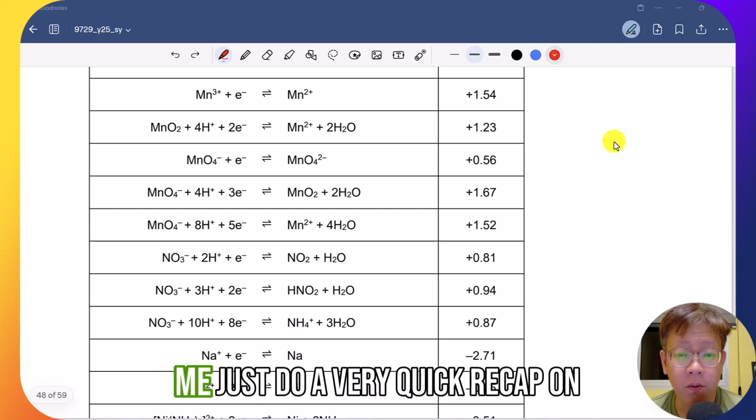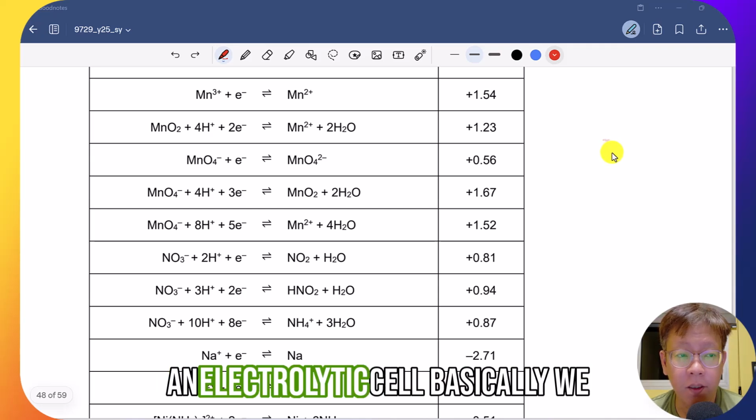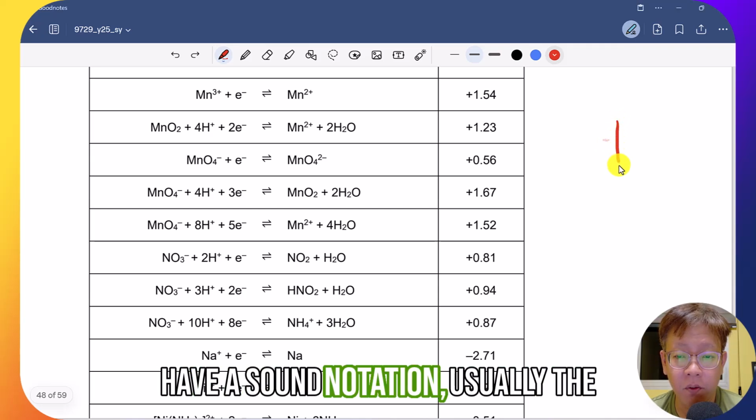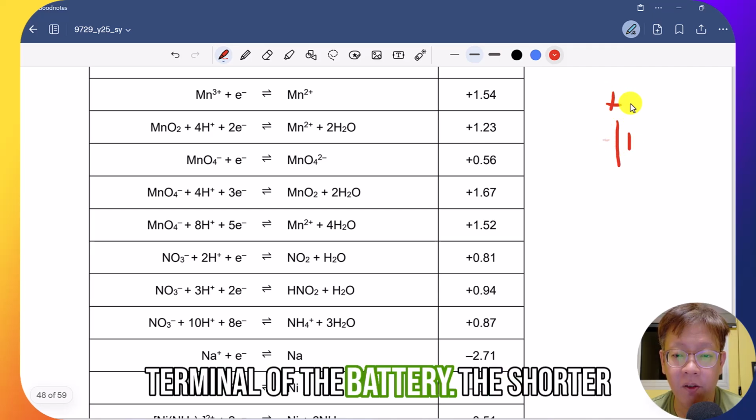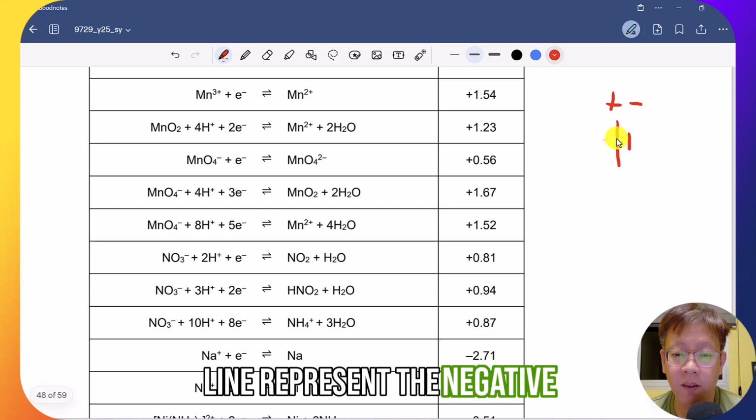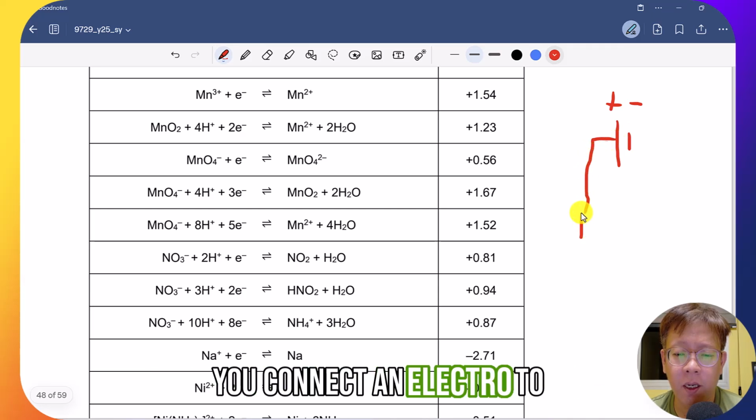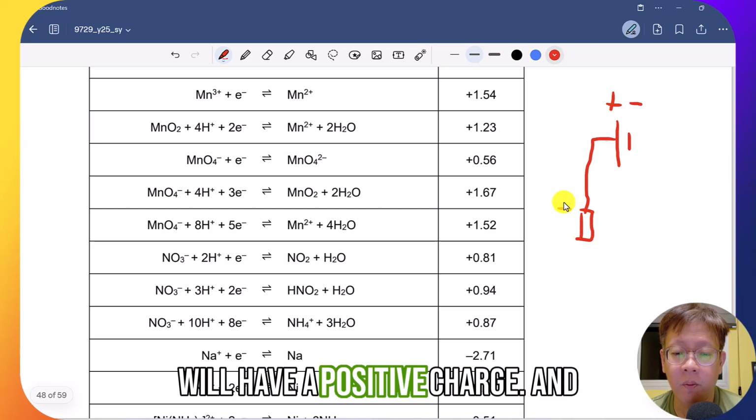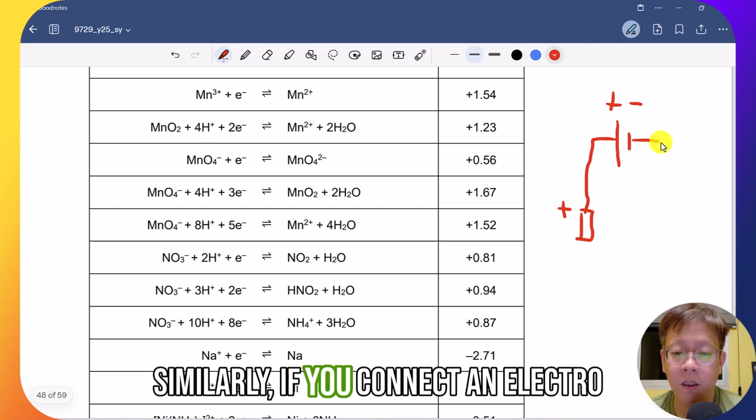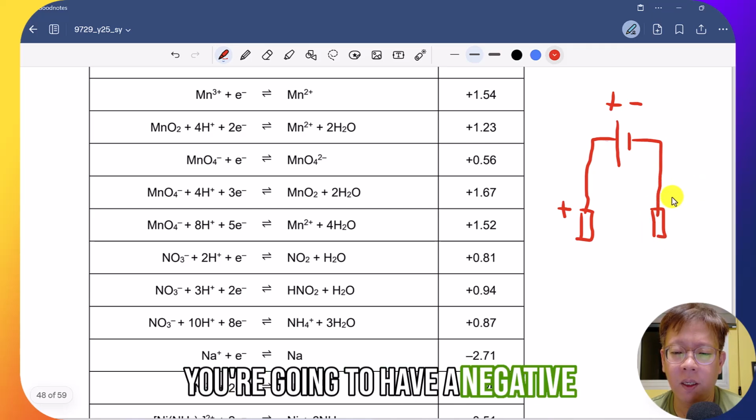Alright, so let me do a very quick recap on what the electrodes are that you find in an electrolytic cell. In an electrolytic cell, we have a cell notation. Usually the longer line represents the positive terminal of the battery. The shorter line represents the negative terminal of the battery. If you connect an electrode to the positive terminal, this electrode will have a positive charge. And similarly, if you connect an electrode to the negative terminal, you're going to have a negative charge.